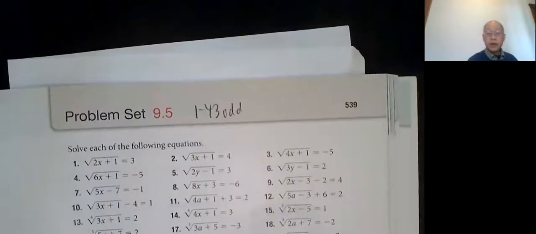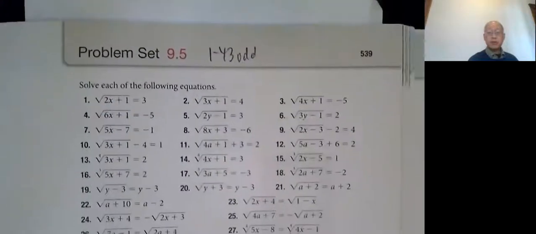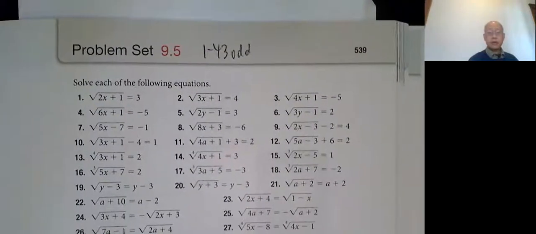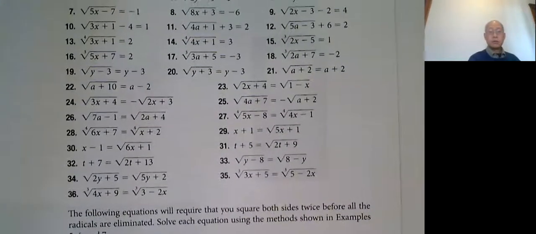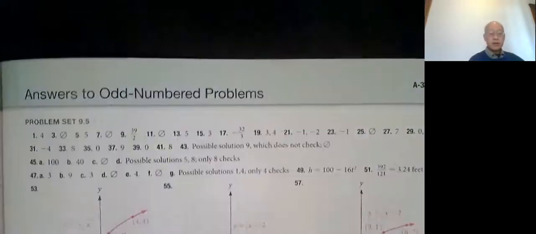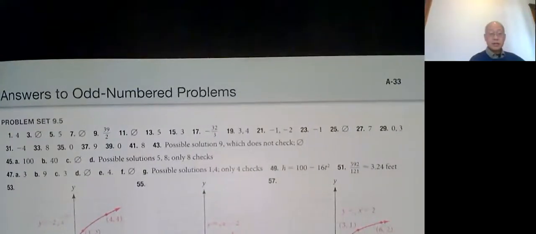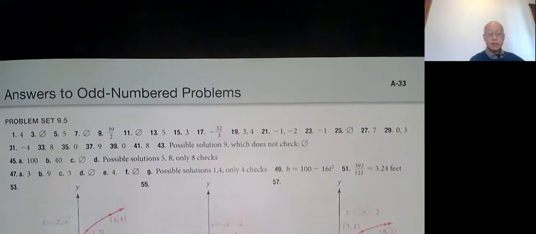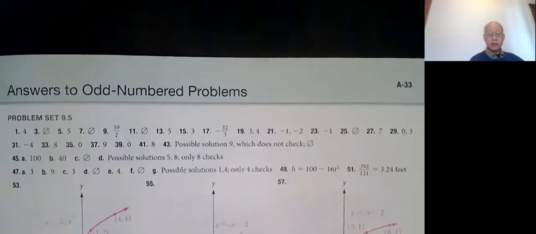Okay, 9.5 here. So page 539, 1 to 43 odd. We're solving equations with radicals now, and we have to go up to 43. So let's see, there's 43 there. And the answers are in the back of the book, 9.5. Let's see, up to 43. Yeah, and I think it's all there.